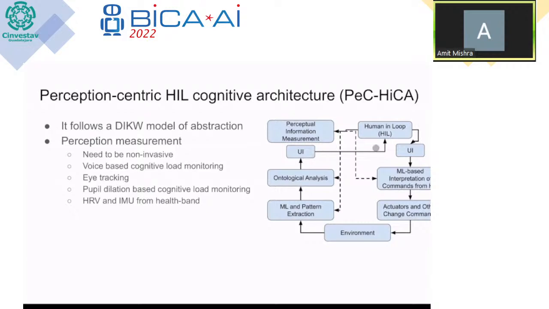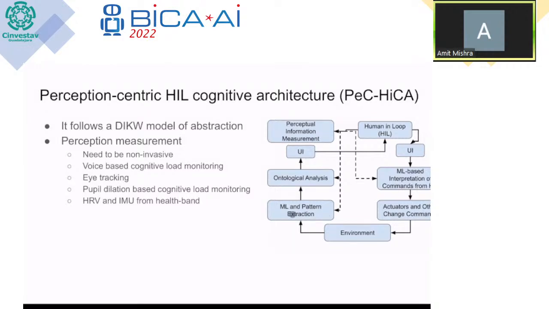Now, in the action part of the loop, the same thing happens. Depending on what the user wants to do, that is captured by the user interface, and then that is fed to the machine learning based interpretation of commands from the human, and that is then interpreted by another layer of CNN so that actuations and those kinds of maneuvers happen.